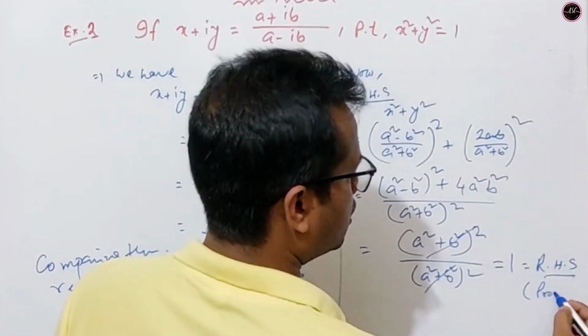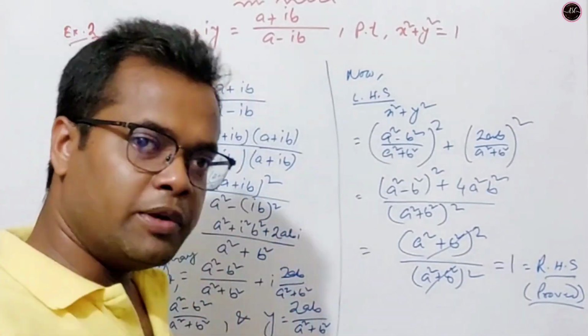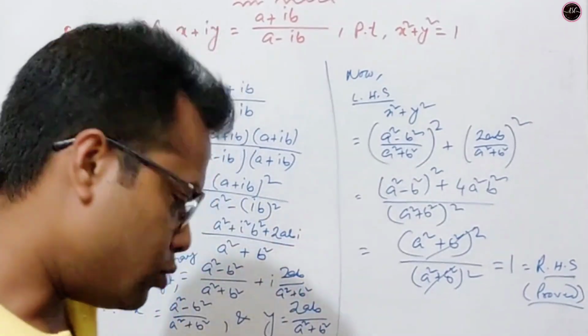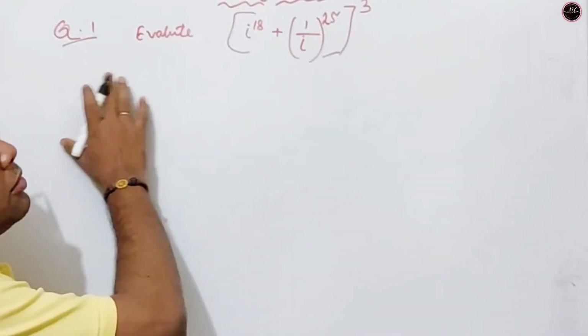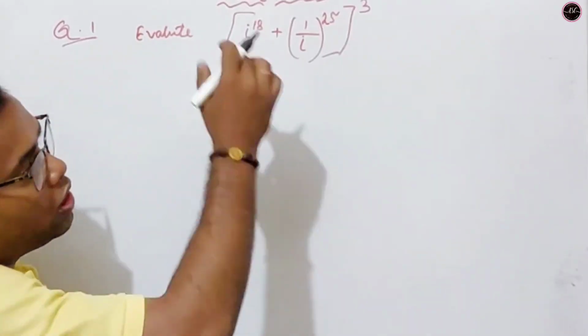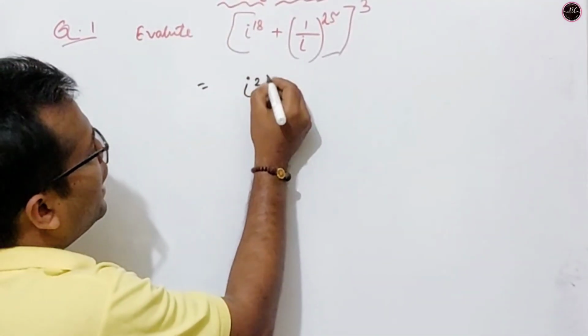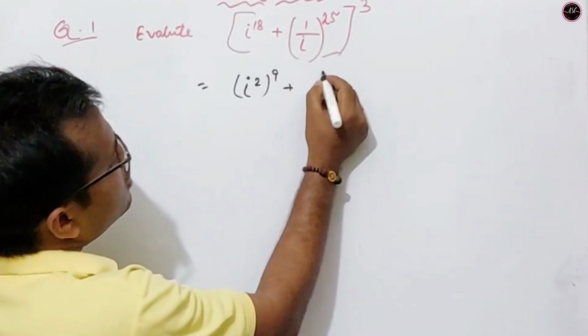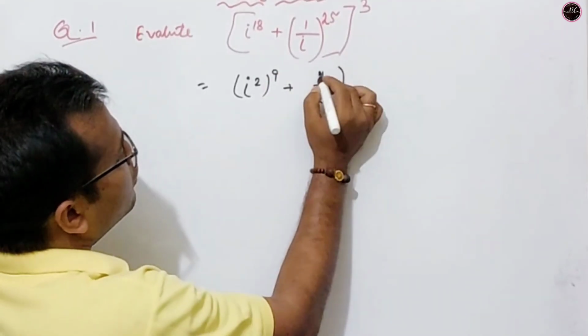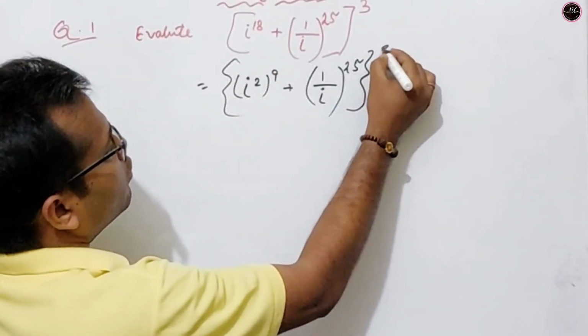Proved. Okay. Now we will solve the miscellaneous problems of your NCERT textbook. Just look at the question. Question number 1. Evaluate i to the power 18 plus 1 by i to the power 25, whole cube. So we have i to the power 18 equal to i square to the power 9, plus 1 by i to the power 25, whole cube.